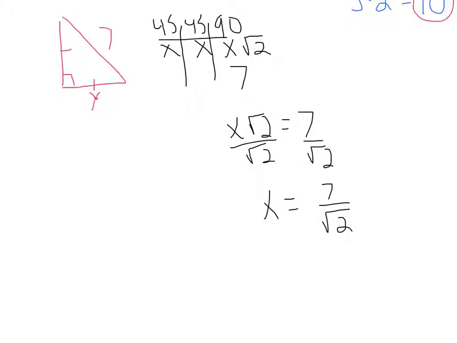So if I wanted to rationalize my denominator, what I would need to do is multiply by the square root of 2 on the top and the bottom, and then I just multiply straight across the top and straight across the bottom. So on the top I would get 7 square root of 2, and on the bottom, we talked about earlier, anytime you multiply the same square root times itself, you just end up with that inside number. So I would end up with 7 square root of 2 over 2.